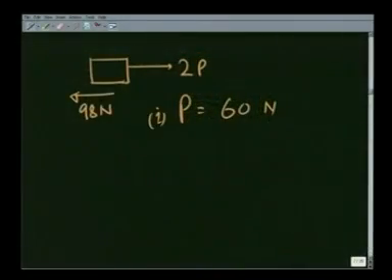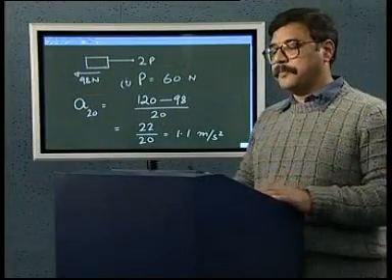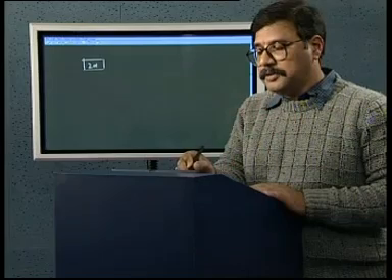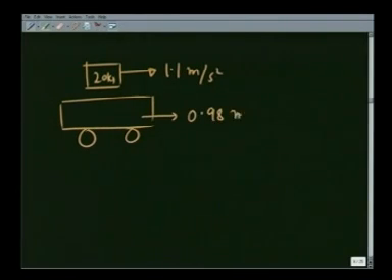In case P is equal to 60 newtons, which was my first case, the acceleration of the upper mass 20 is going to be 120 minus 98 over 20, which is 22 over 20, which is 1.1 meters per second square. And therefore, in this case, the 20 kg mass and the trolley are going to have different accelerations. This is going to move with 1.1 meters per second square, and this is going to move with 0.98 meters per second square, and they are going to slip on each other. Let us see the other case.